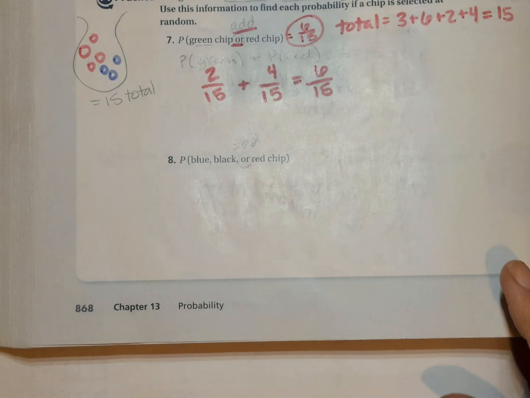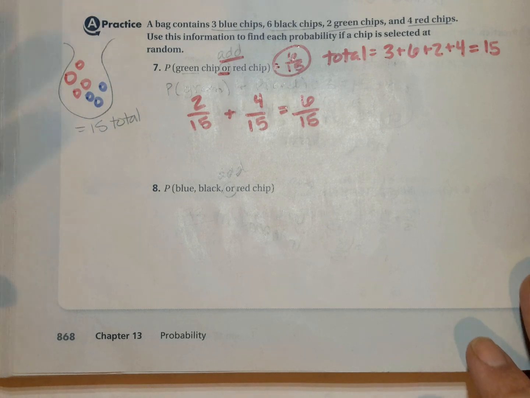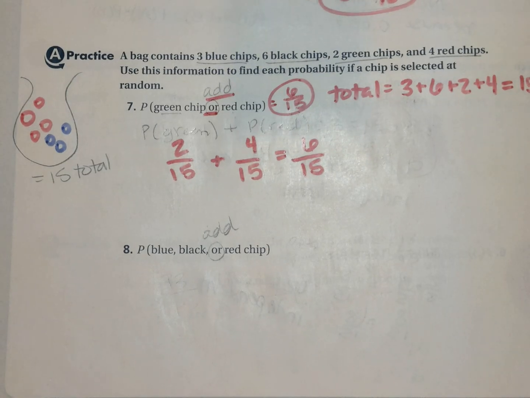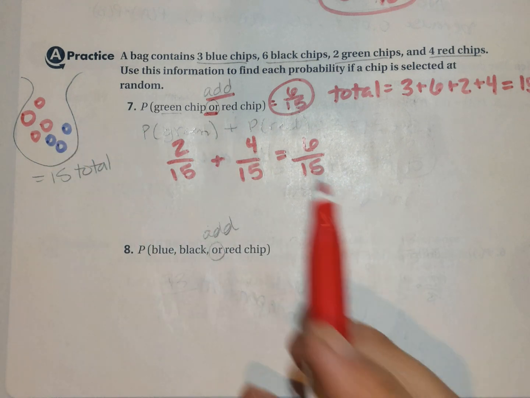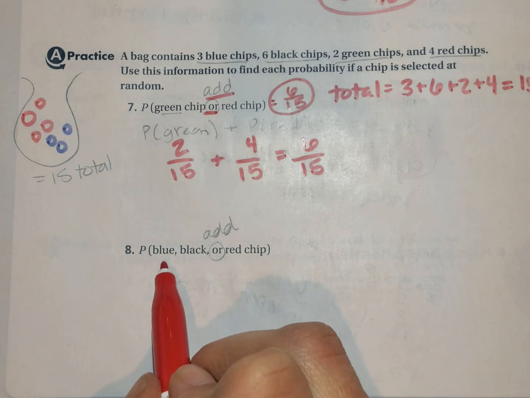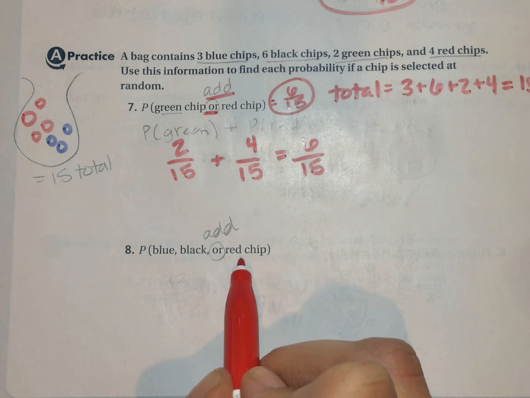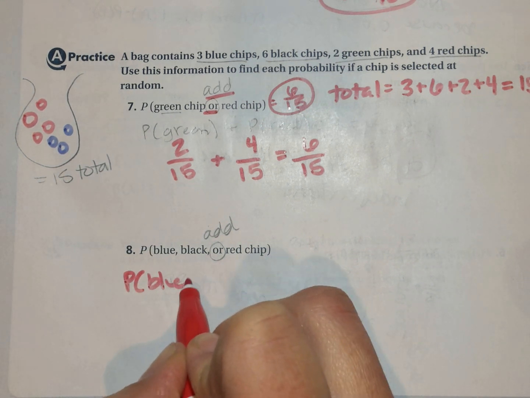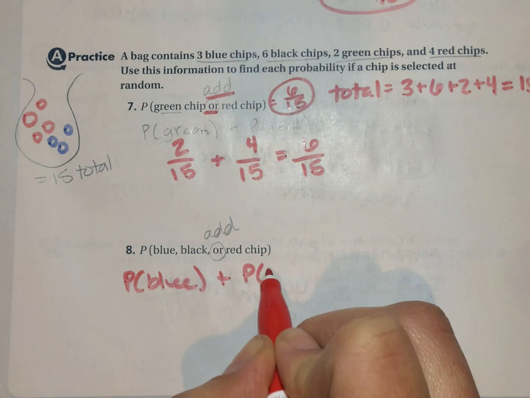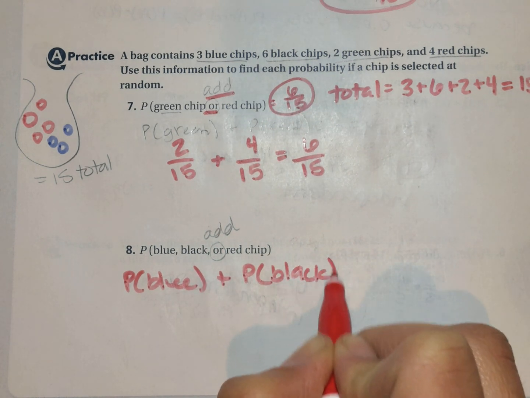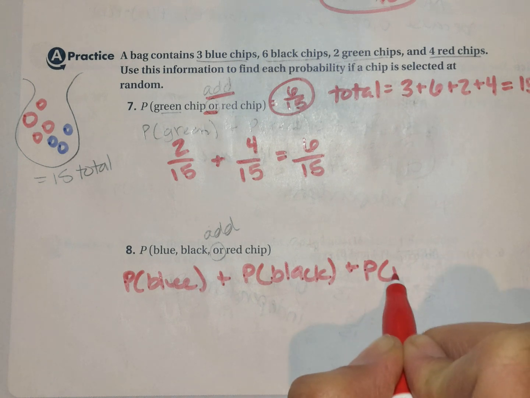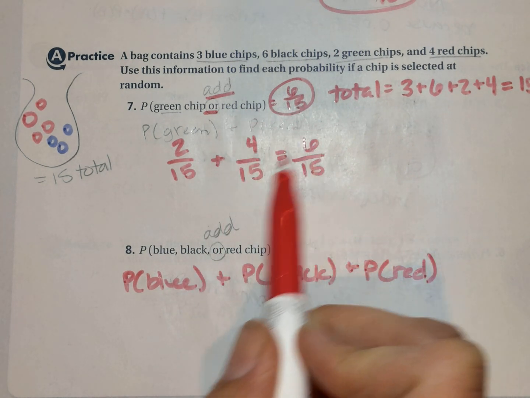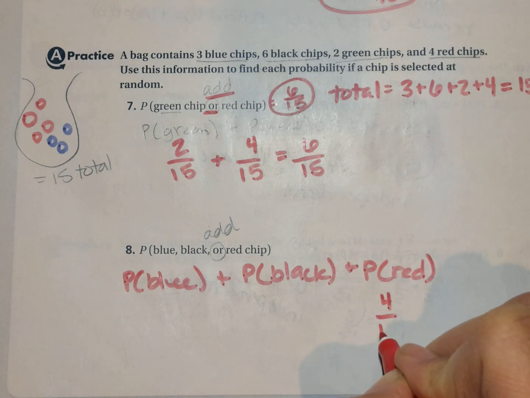All right, so here's the other one. For this, imagine the same colors of chips in the bag. So what's the probability of a blue, black, or red? So you would do probability blue plus probability black plus probability red. So from above, I already know red, which is 4 out of 15.